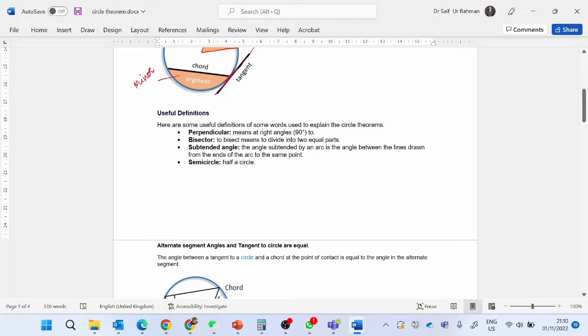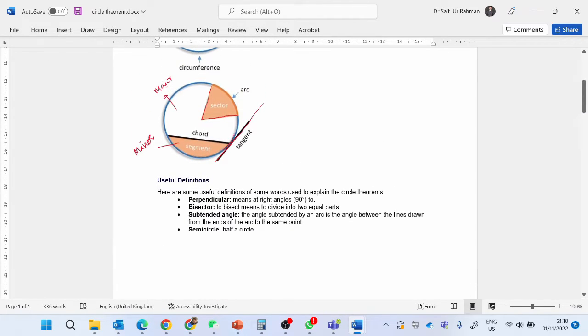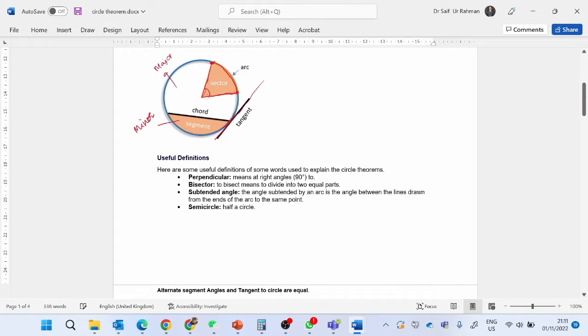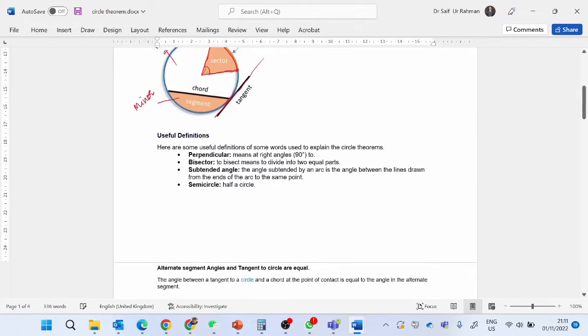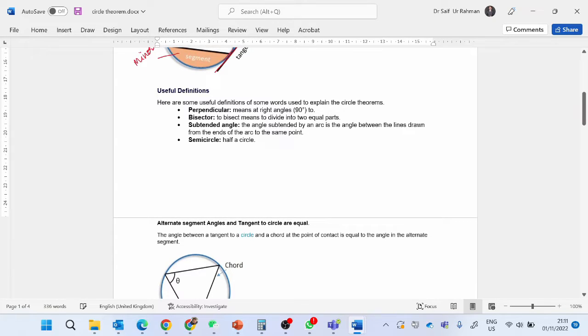A subtended angle is the angle formed by an arc. So for example, if this is an arc and this angle is subtended by this arc, because the two sides of this angle, the endpoints, are located at the endpoints of this arc. So this type of angle is called subtended by an arc. And the next definition is semicircle. The semicircle is kind of half a circle.